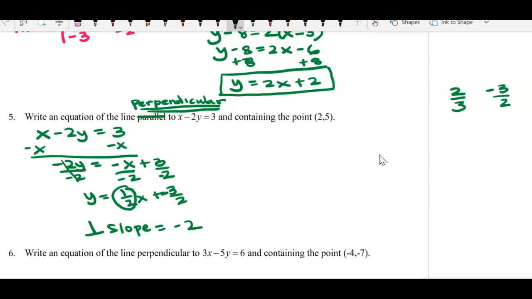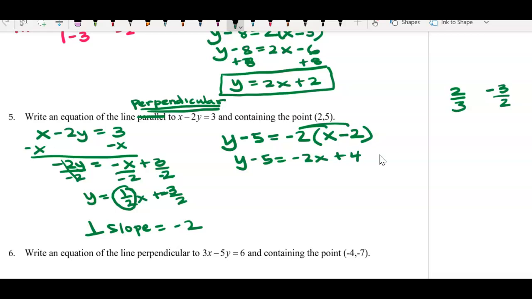Good job. Okay, then help me fill out the formula. So y minus what? 5. Right. Equals negative 2, parenthesis, x minus 2. Good job. Okay, then let's distribute that through. So y minus 5 equals negative 2x plus 4, and then add the 5 over. So y equals negative 2x plus 9.